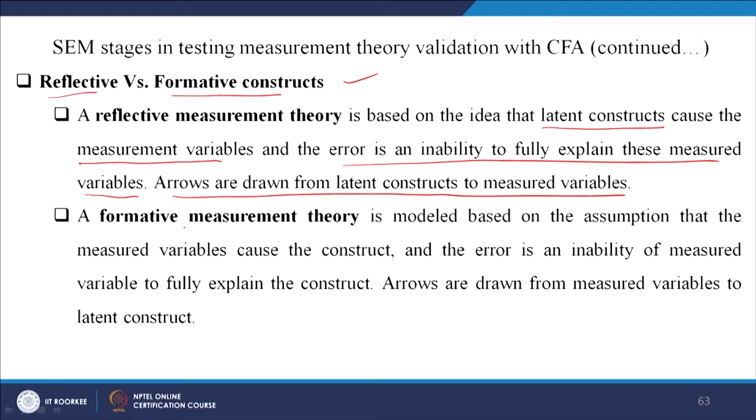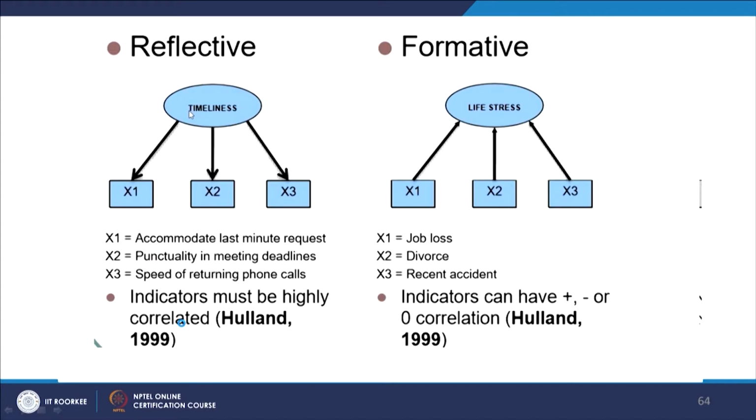On the other hand, a formative theory is modeled based on the assumption that the measured variables cause the construct. This is generally what we understand, right, and the error is an inability of the measured variables to fully explain the construct. Arrows are drawn from the measured variable to the latent construct. Let us see this slide. Reflective: the construct explains the variables, and in formative the variables explain the construct. Now let us take this example and understand.